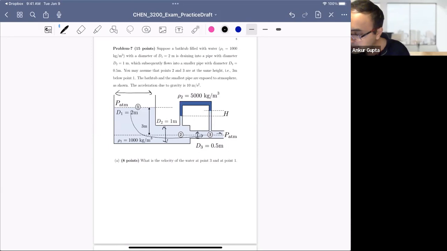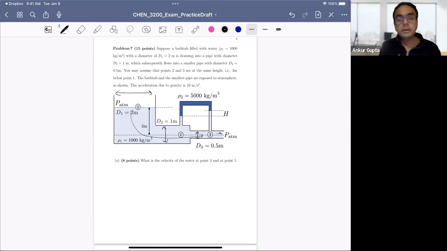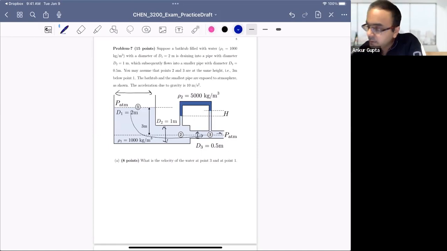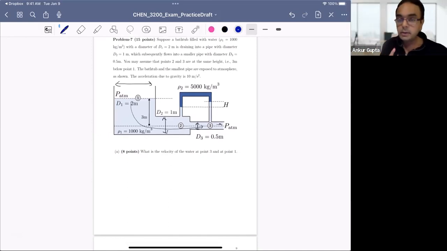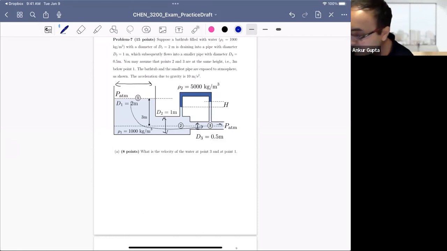Density is given, gravity is given, height is given, and diameters are given. Okay, what is the velocity of water at point 3 and at point 1? So we have been asked to find the velocity at point 3 and point 1. So let's begin. We can simply think of this as there's only one stream of water flowing. Water is not diverging into multiple outlets. So we can use Bernoulli's.